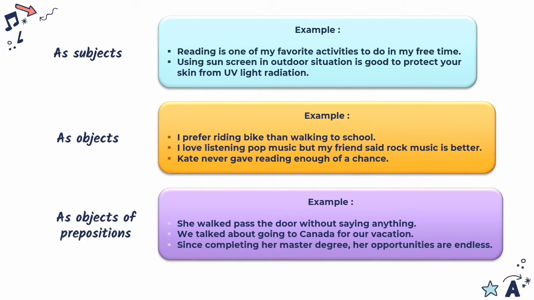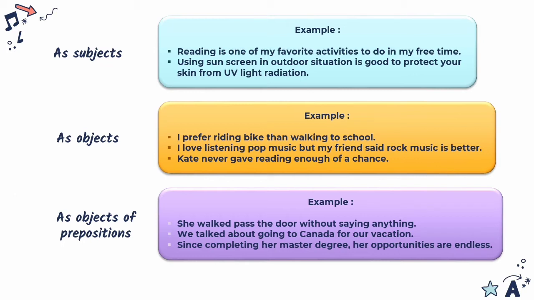Number 2. As objects. There are some common verbs that use gerund as their object in a sentence, such as love, prefer, like, enjoy, dislike, and hate. All of these verbs can be followed by a gerund. For instance, I prefer riding bike than walking to school. I love listening pop music, but my friend said rock music is better. Kate never gave reading enough of a chance.